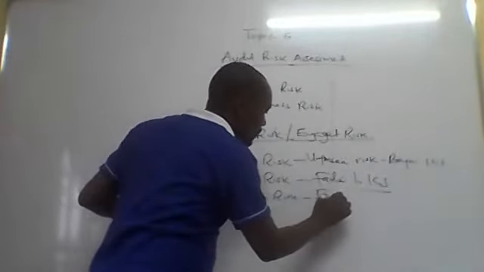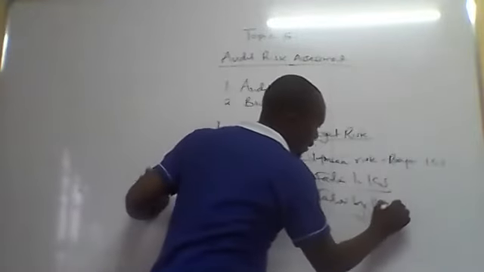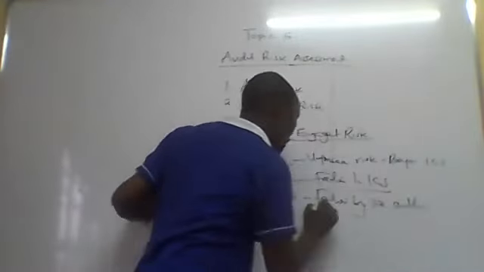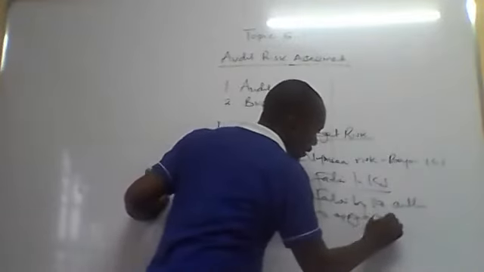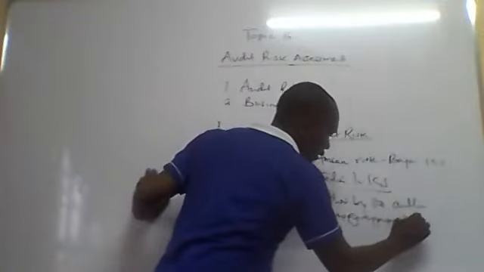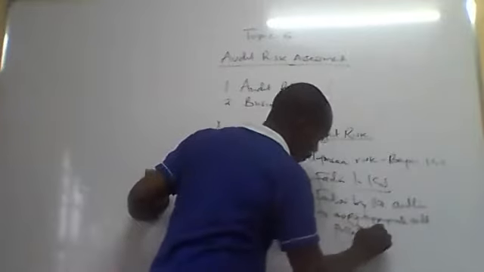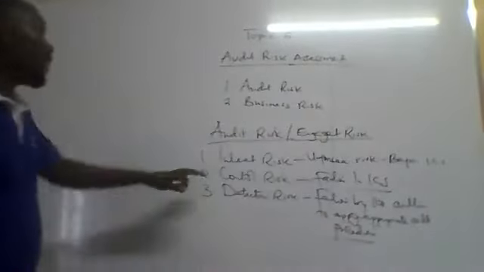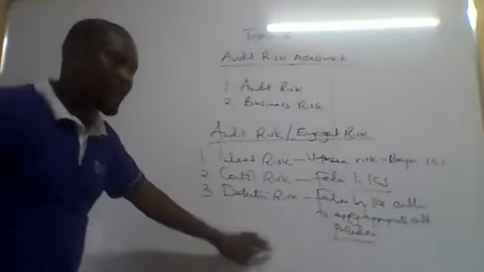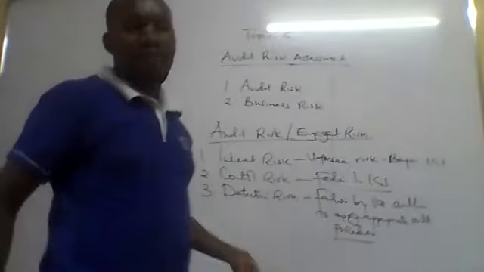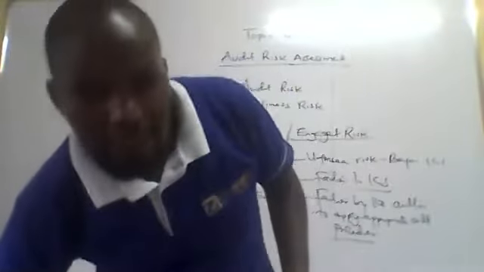Failure by the auditor to apply appropriate or relevant audit procedures. So it has nothing to do with internal controls, but we blame the auditor because he has not applied the right procedures to be able to prevent such kind of errors. So to detect, not prevent, but to detect those kind of errors.